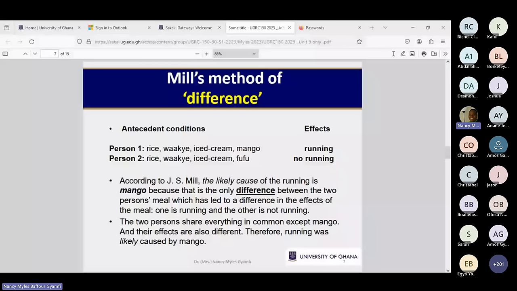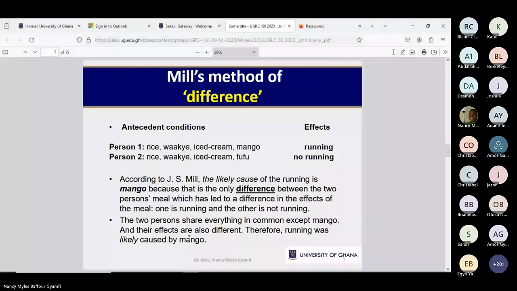From the scenario I've given, what do you think is the likely probable cause of the running? Mango. Yes, it might not be the mango, but if we have to suspect anything, it is the mango we arrest and start the investigation. Why? Because that is what is different in the antecedent conditions, and therefore we see a difference in the effect. That's the method of difference.